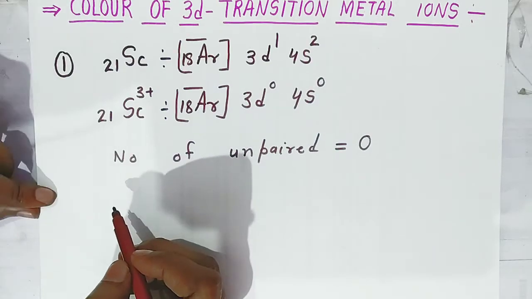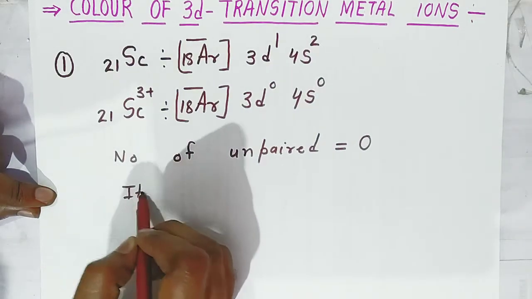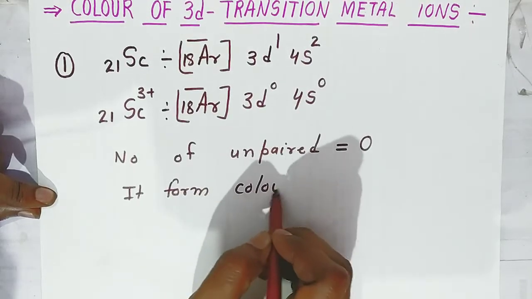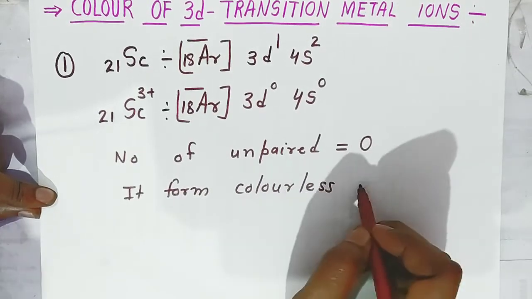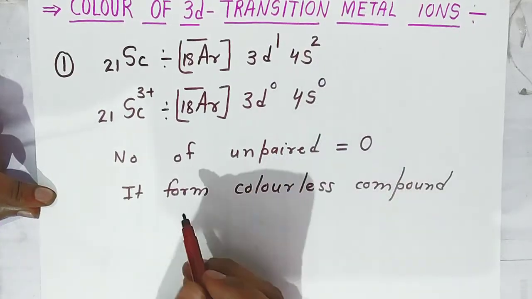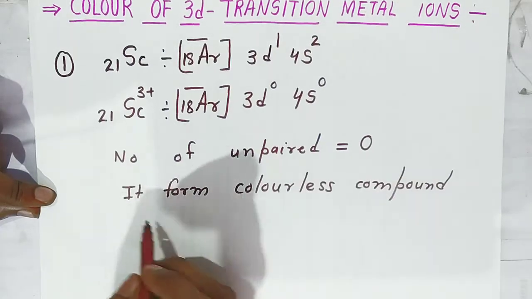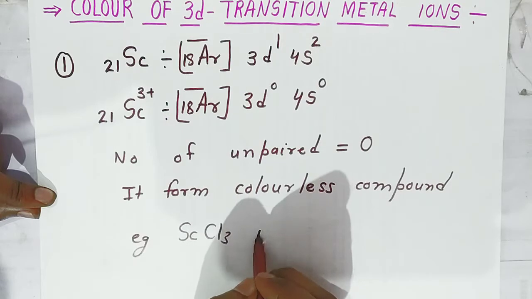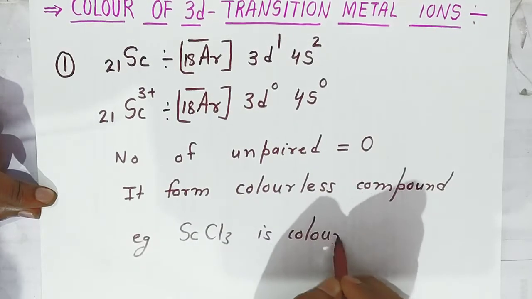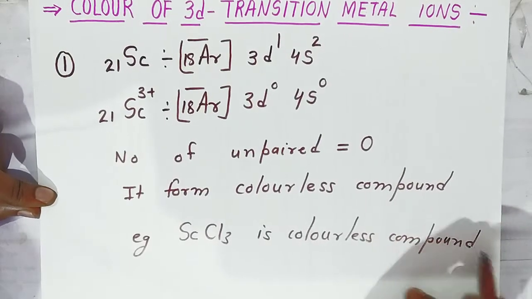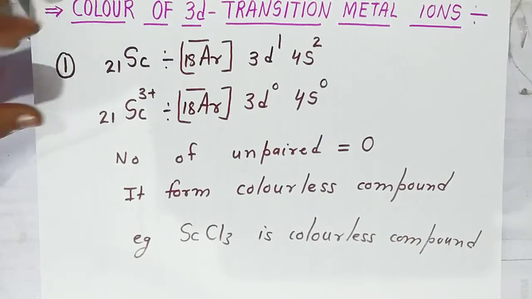That means whenever it forms a compound, it forms a colorless compound. When it forms the compound, there will be no unpaired electron, so it will form a colorless compound. Example, students, you can write scandium trichloride, which is a colorless compound.